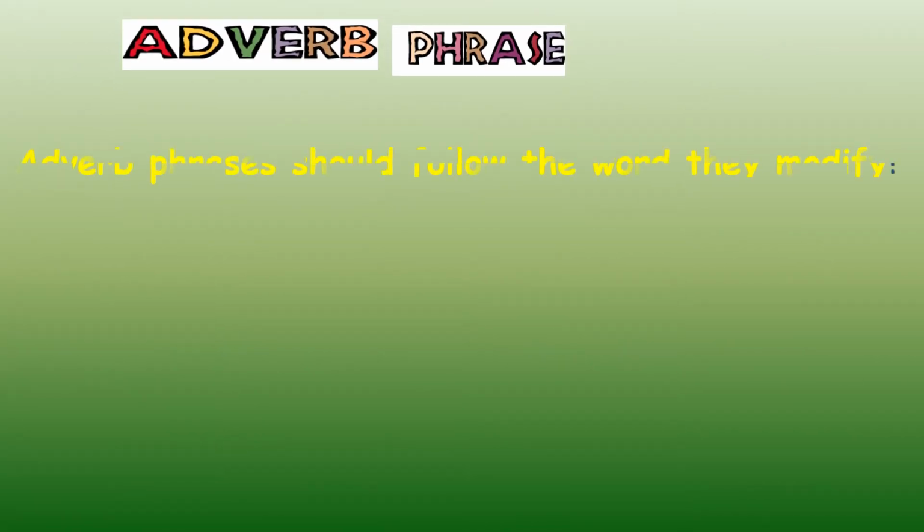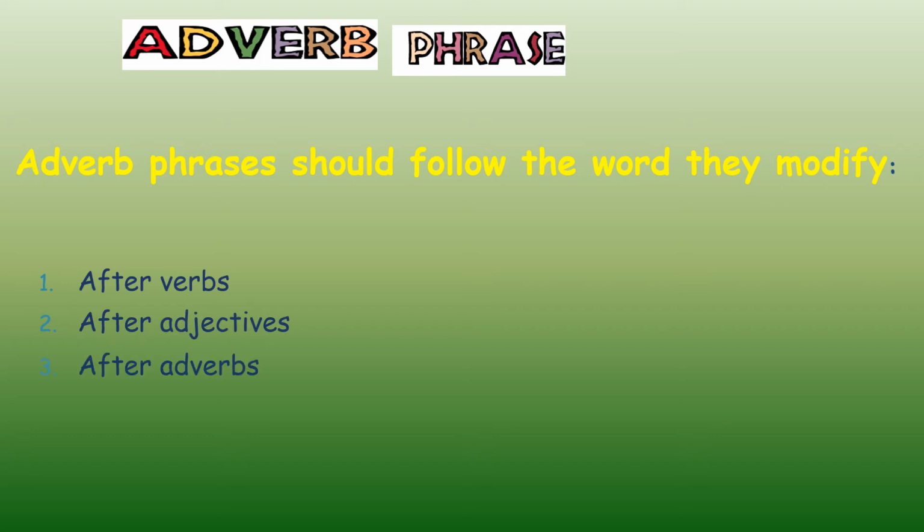Remember, adverb phrases should follow the word they modify. They should be close to the word they modify. They may come after verbs, after adjectives, after adverbs, or at the beginning of the sentence. Whenever you find a prepositional phrase in these places, it is an adverb phrase.